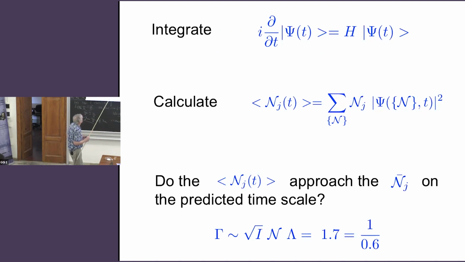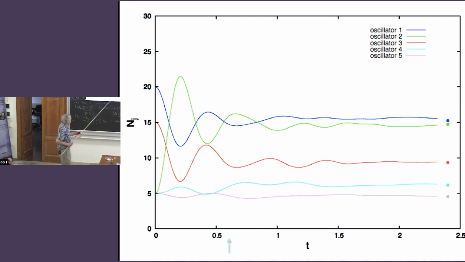So we integrate the Schrödinger equation, calculate these in the quantum theory, and then we had estimated the relaxation time to be of order 0.6 in the time units of the simulation. And 0.6 is over here. These are the initial values. These are the calculated thermal averages. And you see that, consistent with expectations, in the full exact quantum theory the expected values go to their thermal averages on the expected time scale.